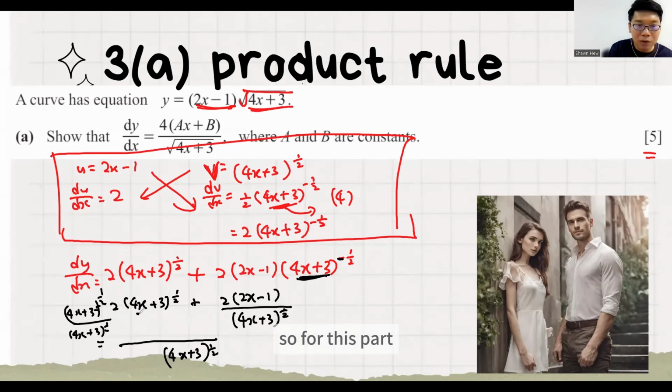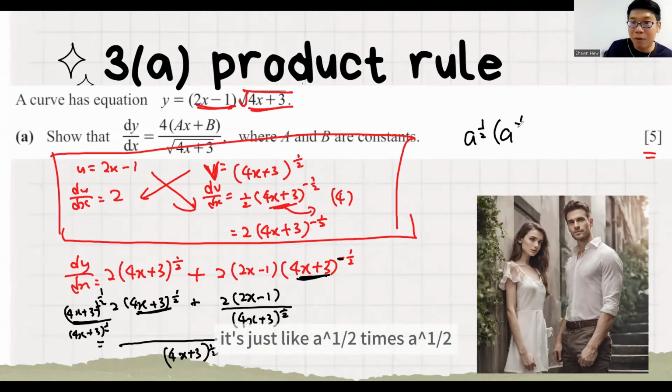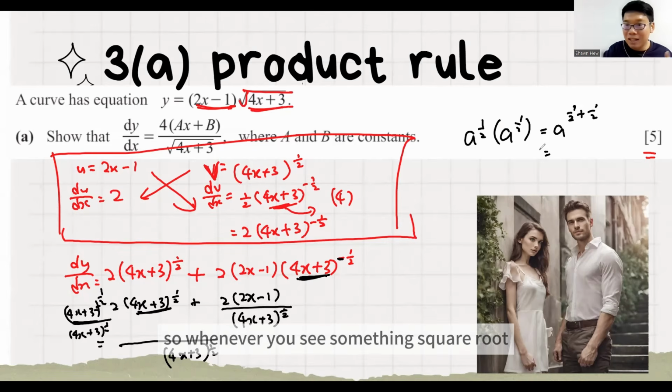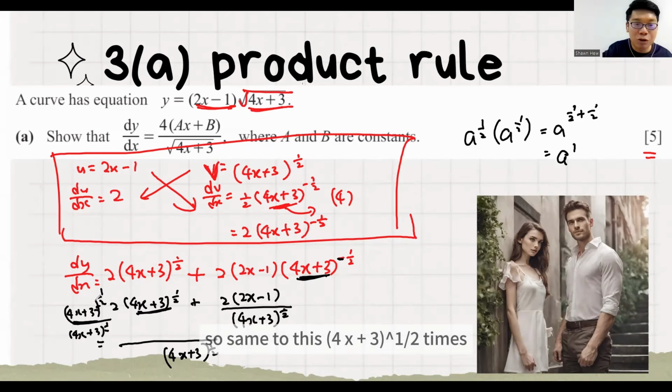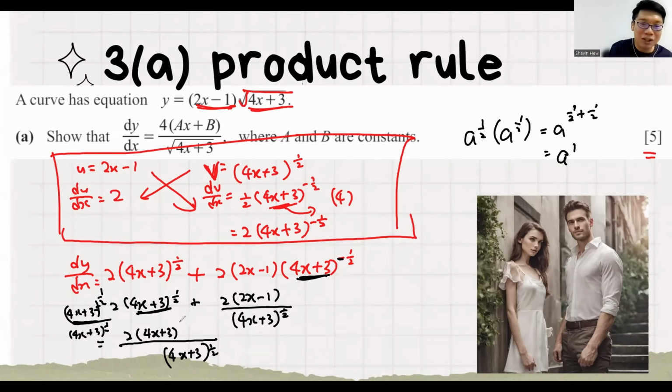For this part, (4x + 3)^(1/2) times (4x + 3)^(1/2) is just like a power half times a power half, we become a power half plus half. So whenever you see a square root times a square root, it always goes back to power 1. Same here, (4x + 3)^(1/2) times it again, so we become (4x + 3)^1. So this part will be plus 4x minus 2. Then we can simplify it.